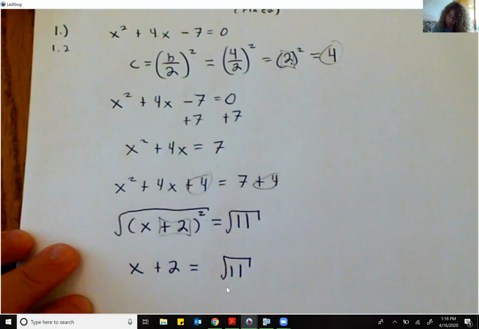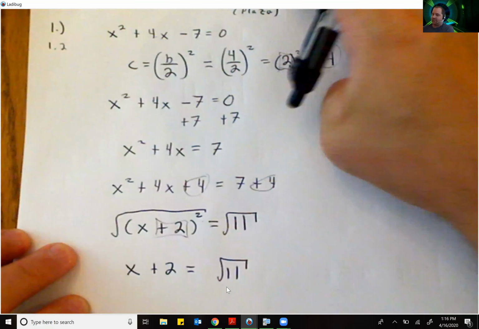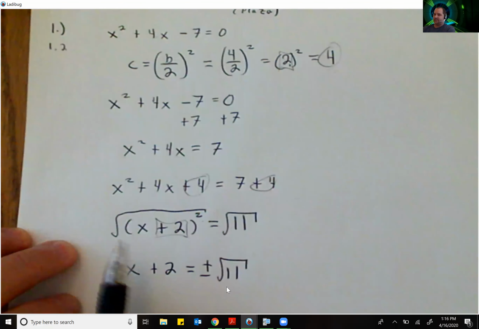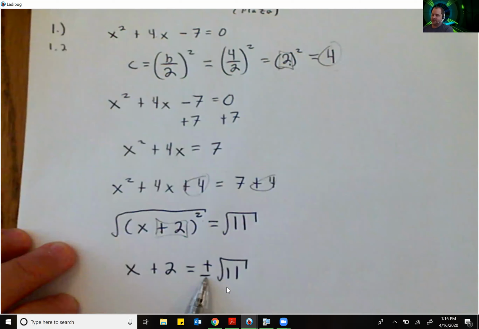No, missing something. This is always what I've been harping on you guys. Plus or minus. Anytime you take a square root of both sides, you have to have plus or minus.